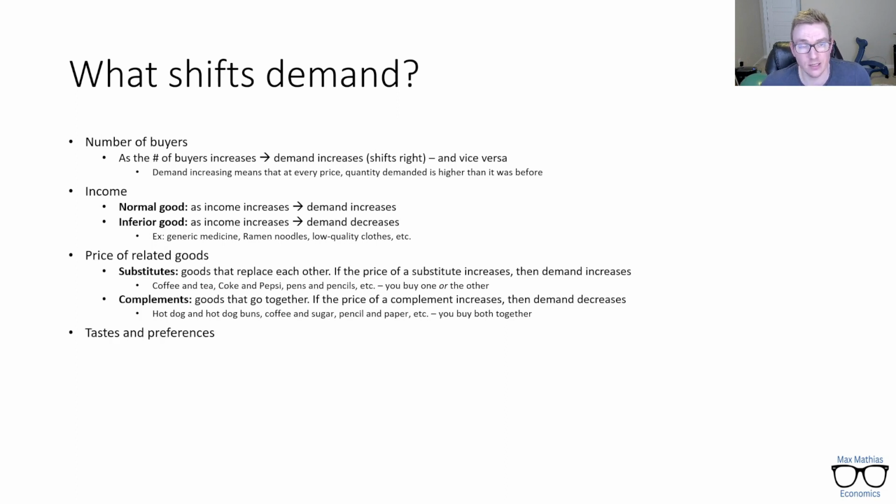Taste and preferences. This I would view as our catch-all category, right? So if you can't put it into one of the above categories, number of buyers, income, or price of related goods, then it's probably something related to taste and preferences. So quick example, it's fall right now. Pumpkin spice is in full swing, right? Even though now it's after Halloween, so maybe it's kind of dying out, but you get the idea. Our tastes and preferences for this pumpkin spice flavor fluctuate over the time of year. And so basically, in the fall, demand for pumpkin spice increases big time, while in spring, it probably decreases.